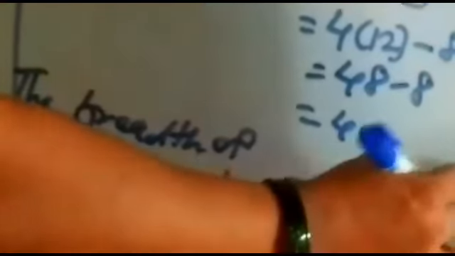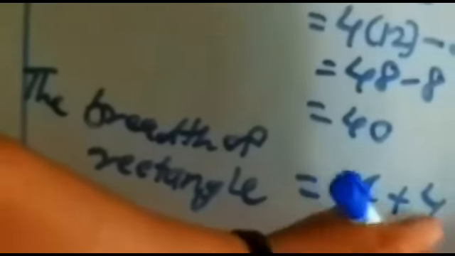Then we calculate the breadth. The breadth of the rectangle is equal to x plus 4. We get x, which is 12, 12 plus 4 is equal to 16. We get the value of the breadth is equal to 16. Here we have calculated the value of x and y. Then we have to find out the area and perimeter.